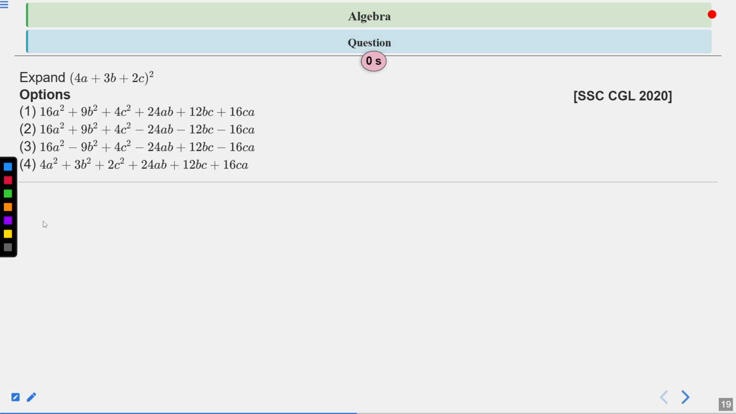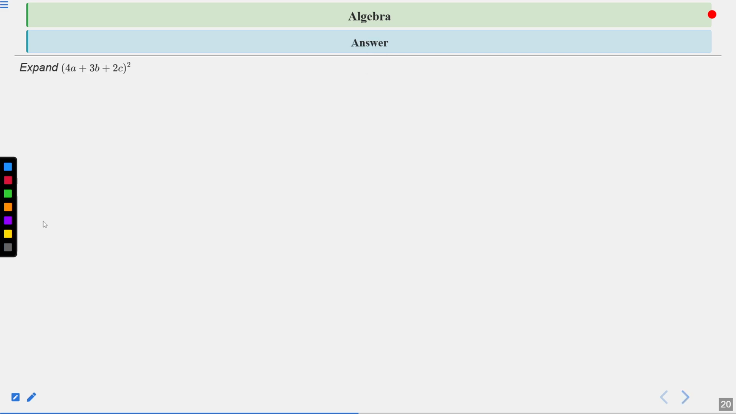Now time's up. Let's see the solution of this question. The question is (4a plus 3b plus 2c) whole square. We use the formula of (a plus b plus c) whole square and just expand it, and we get our answer. The correct answer of this question is the first one, which is 16a square plus 9b square plus 4c square plus 24ab plus 12bc plus 16ac. Now see the detailed solution using concept 19.1.20.